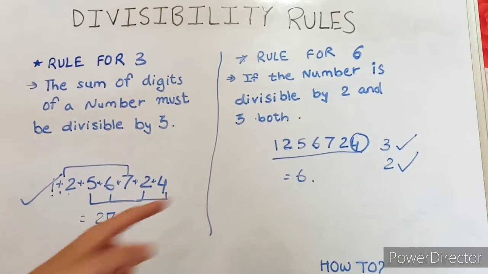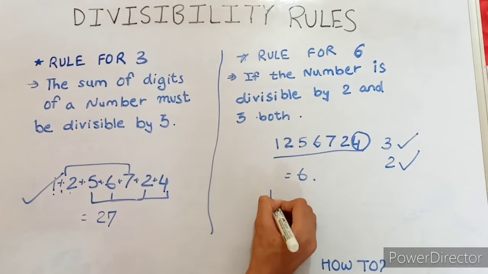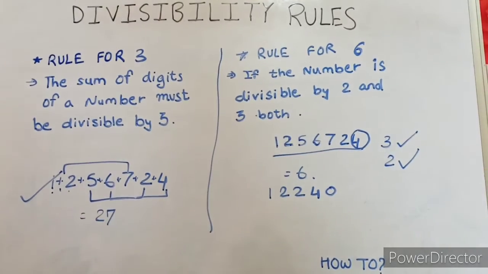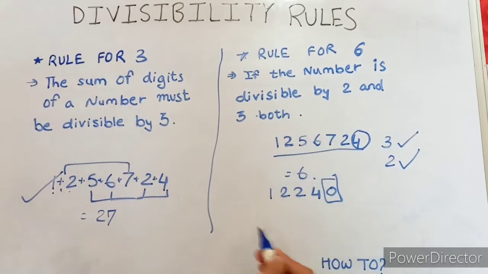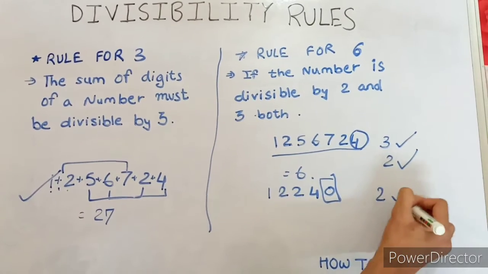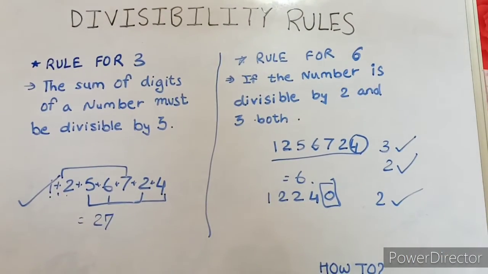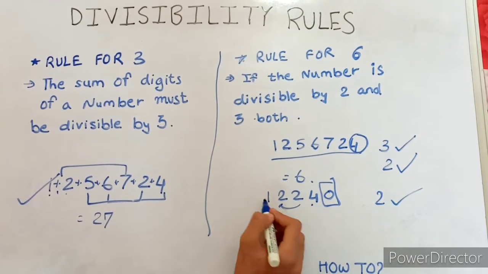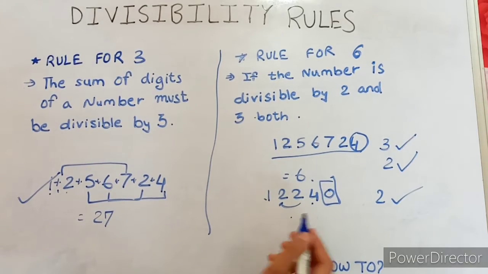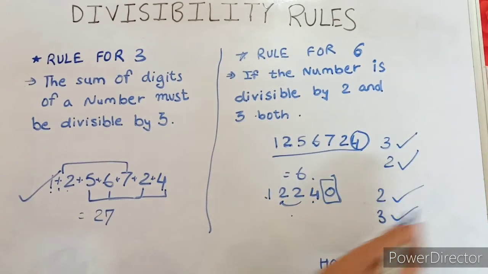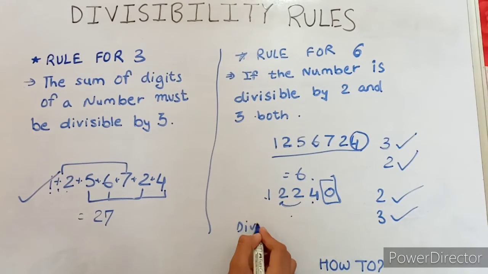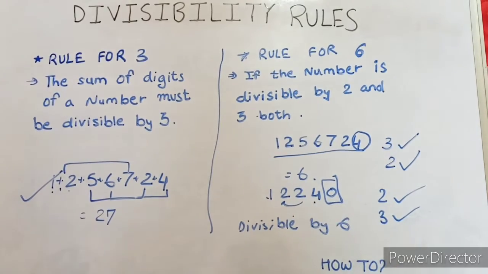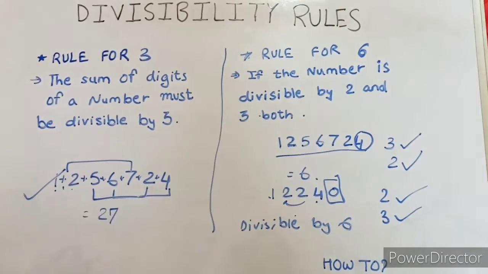Let us take one more example. Let us take 1, 2, 2, 4, 0. Now here the last digit is 0, which is an even number, so this number is divisible by 2. Now let us check whether it is divisible by 3 or not. So let us add them. 2 plus 2 is 4, 4 plus 4 is 8, and 8 plus 1 is 9, and 9 is divisible by 3, so this number is also divisible by 3. Hence this number is divisible by 6 also. This was the rule for 6.